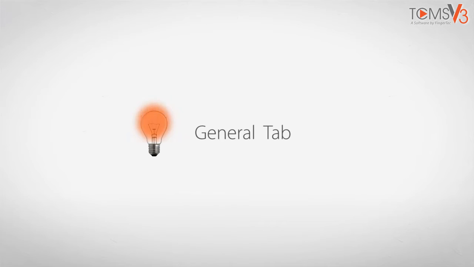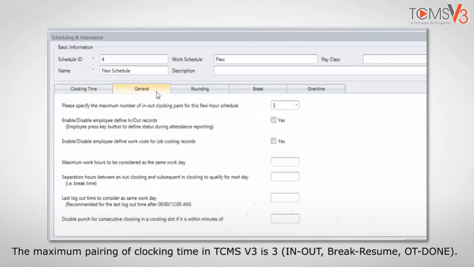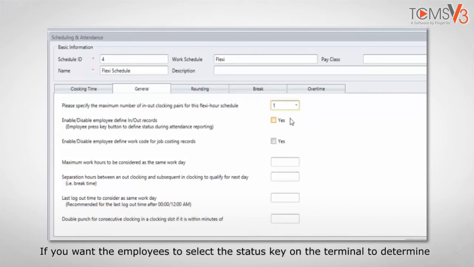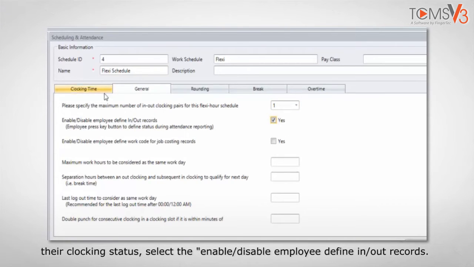General tab. The maximum pairing of clocking time in TCMS V3 is 3: In, out, break, resume, OT done. Since flexi clocking is flexible as the name suggests, you can choose to use only one pairing only or a maximum of 3 pairs. If you want the employees to select the status key on the terminal to determine their clocking status, select the Enable or Disable Employee Define In or Out records.